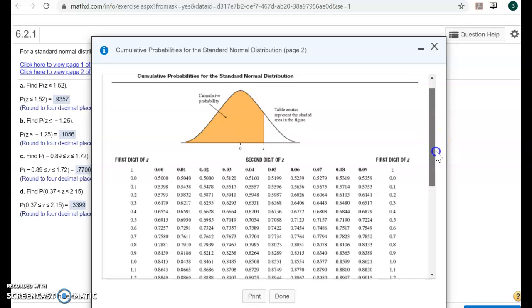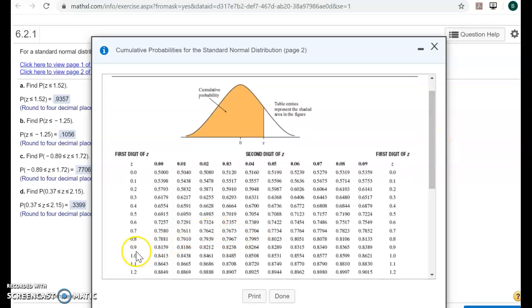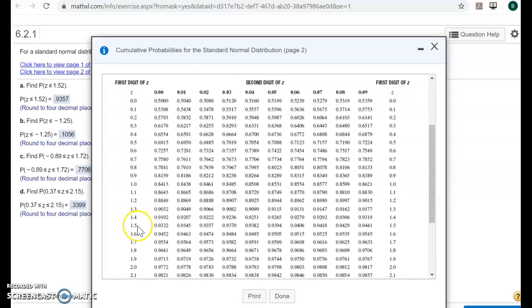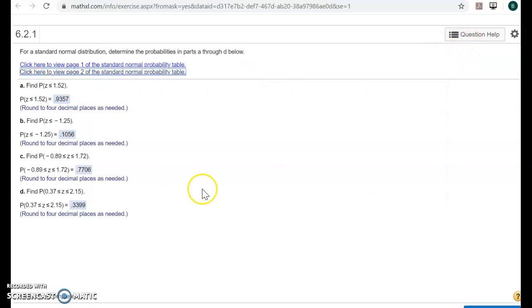So if you go to 1.52, here's 1.5. And then if you look up here, that's 1.50. This is 1.51 and 1.52. And that is 0.9357. So the probability that z is less than or equal to 1.52 is 0.9357.